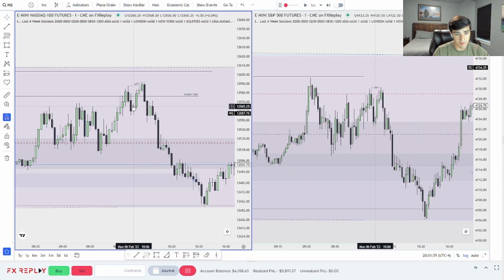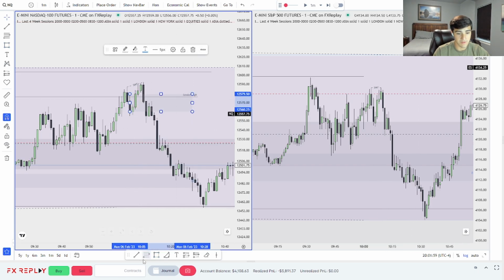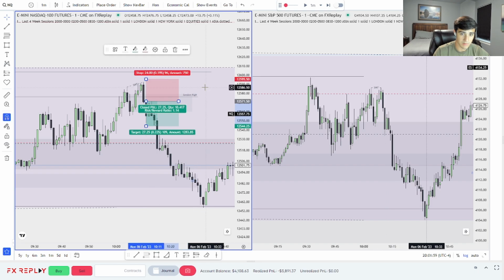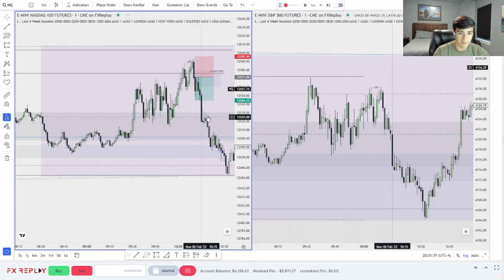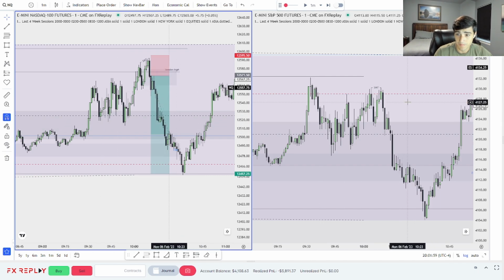Or I could get a breaker block entry. A high, a low, a higher high, and a lower low. Here's my breaker block right here. Focused on this. I want price to reject this, and does it? Yes. And there's an FEG. So here's my entry. Very tight risk. And I can target that London low. So that's a really good trade. That's 68 handles. 24 points of risk as well.